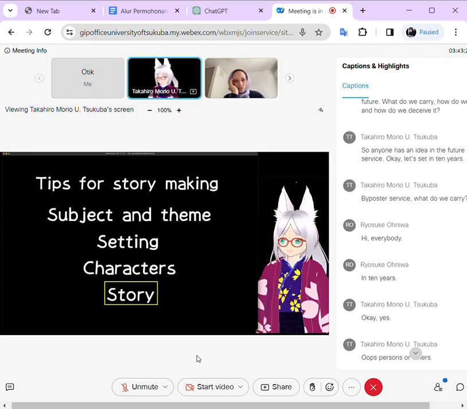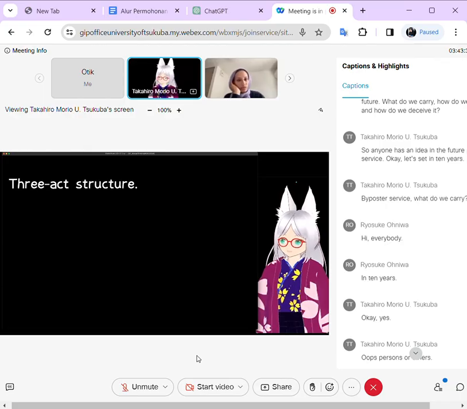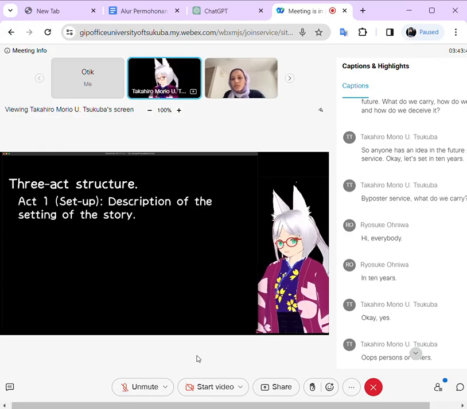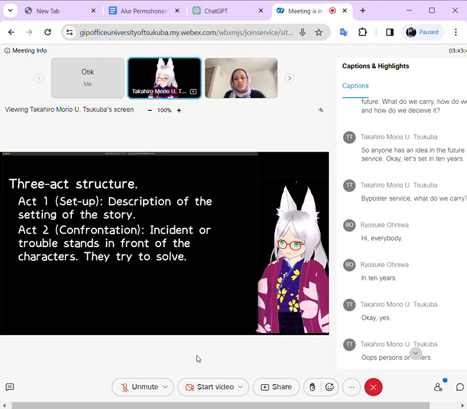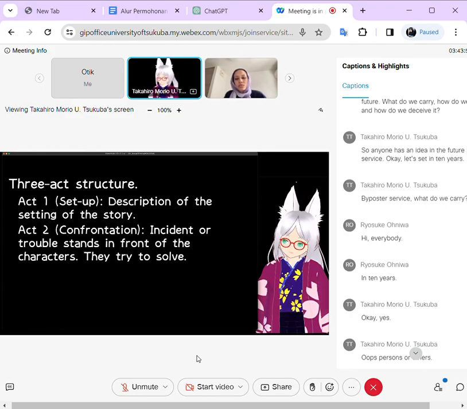And for the story, the three-act structure is very helpful. The three-act structure consists of Act 1, setup, a description of the setting of the story. Act 2, confrontation, an incident or trouble stands in front of the characters, so they try to solve it. Some conflict between the protagonist and antagonist.